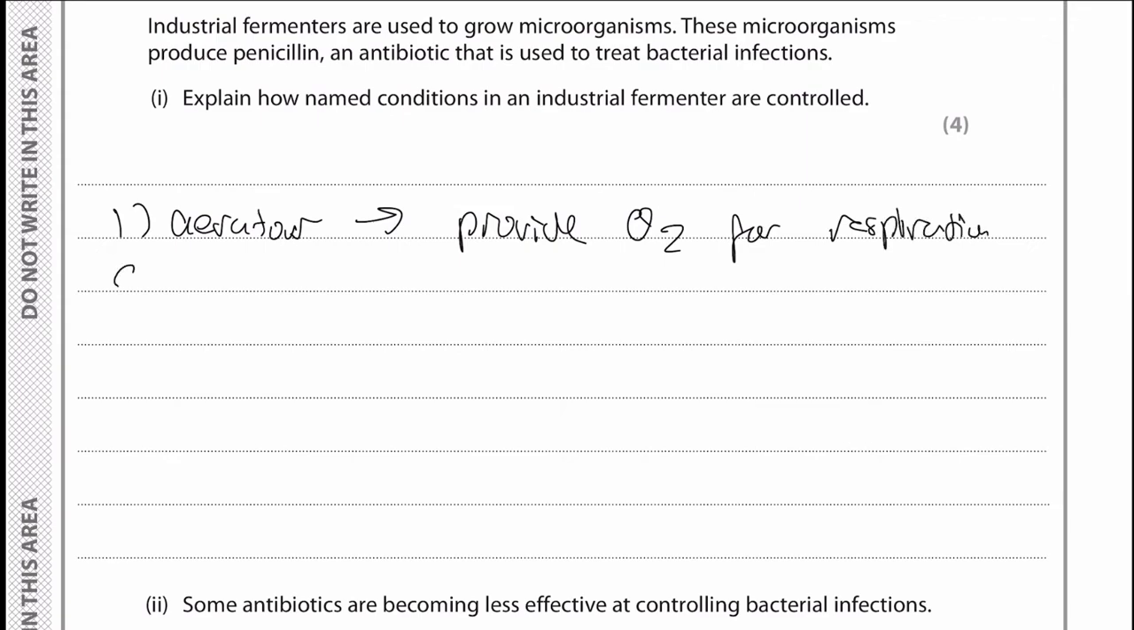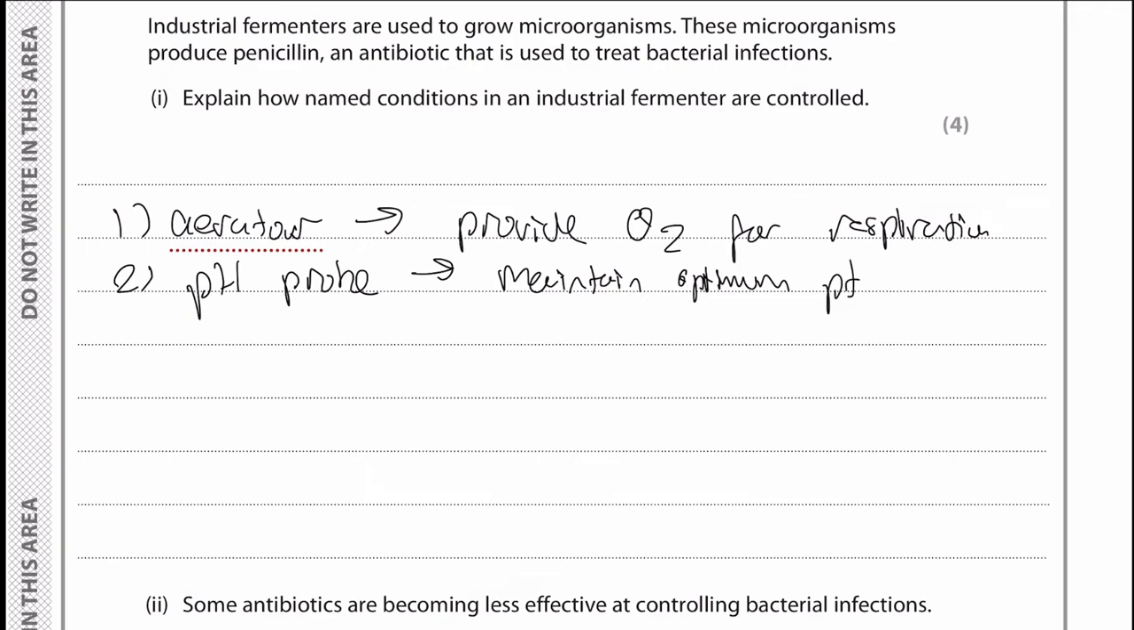You just need 4 here. What else can we say? Well, we would need a pH probe, pH monitor, something to measure the pH, right? And why do we need that? Well, we need to maintain optimum pH, right? We need to maintain this optimum pH for the reaction to occur.